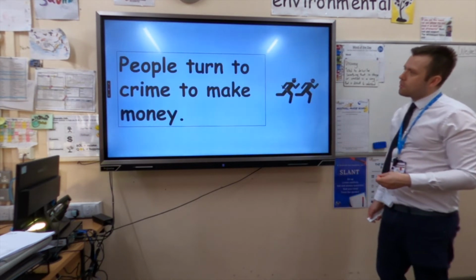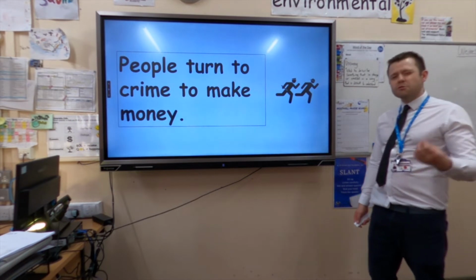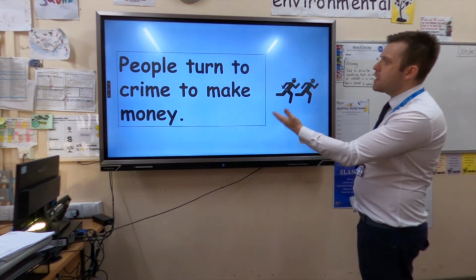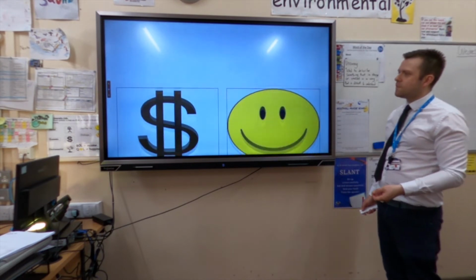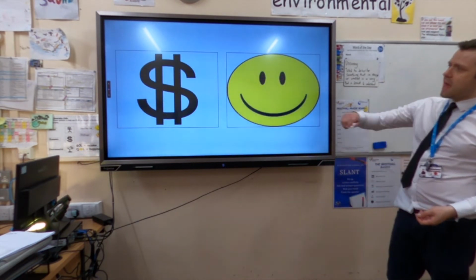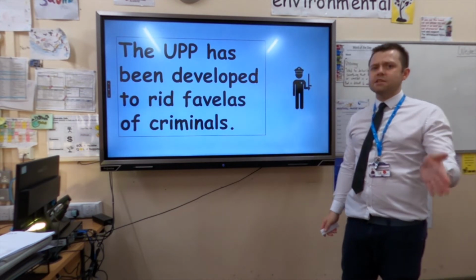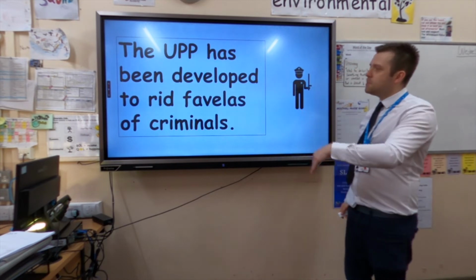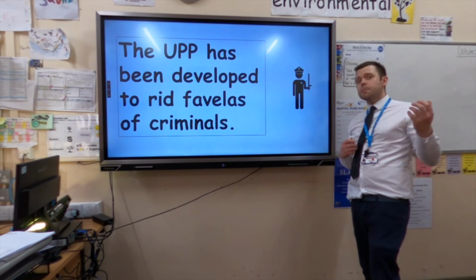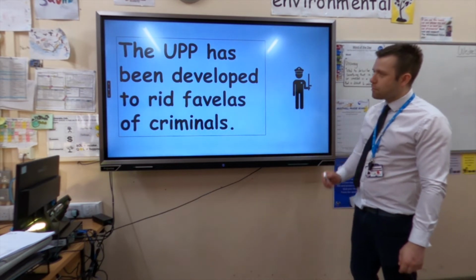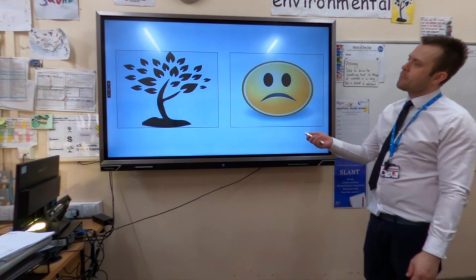Another social economic challenge is the fact that because jobs are either low paid or unavailable, people turn to crime in order to make money, and crime's a big problem in some of the favelas. However, solution and economic opportunity is the UPP, which stands for Pacifying Police Unit, has been developed, and police have gone in there with guns, pretty big guns, to rid the favelas of criminals, and that will benefit people's well-being and quality of life also.